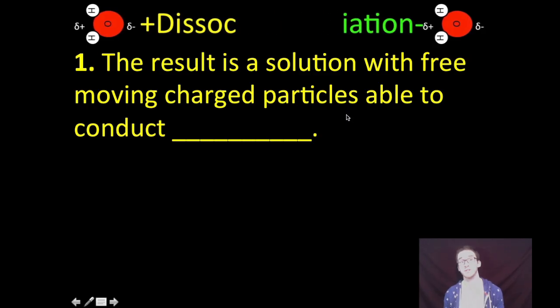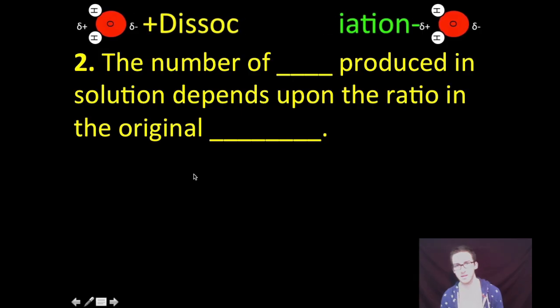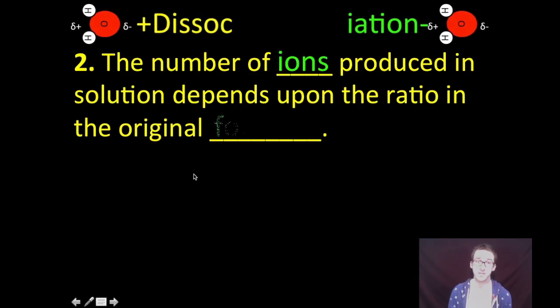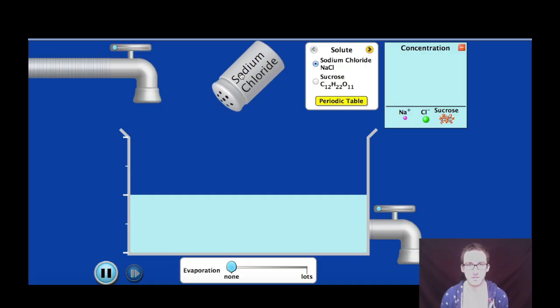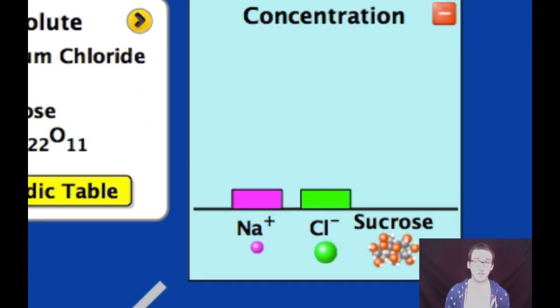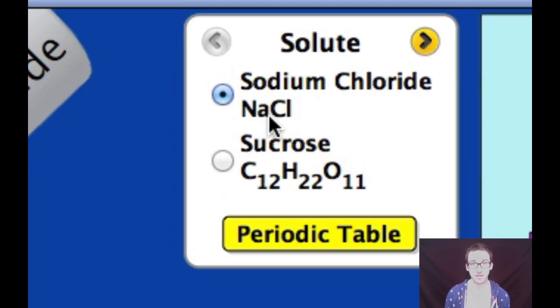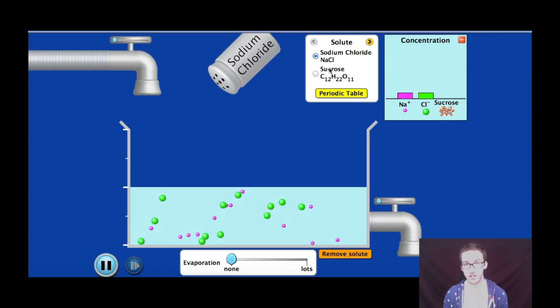Now, what results then is a solution with a bunch of moving charged particles that are able to conduct electricity. And the number of ions that is produced in solution depends on the ratio in the original formula. So if I shake in some sodium chloride, notice that the ions dissociate in a 1-to-1 ratio, because in the original formula, the ions have a 1-to-1 ratio.